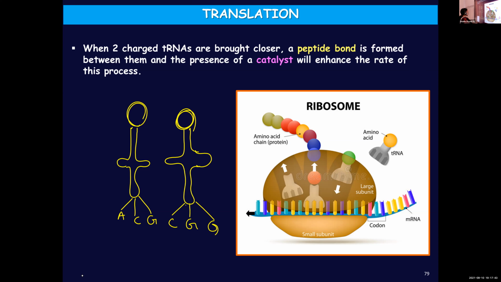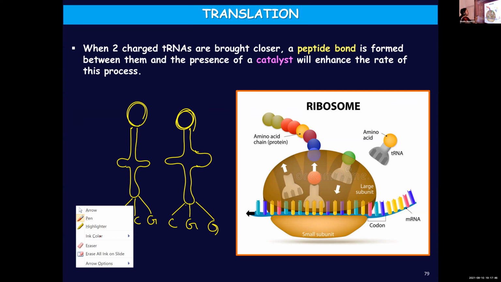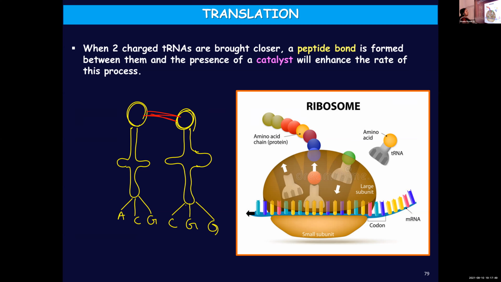there will be the formation of a peptide bond between both of them. So a peptide bond will be formed between them, to be specific, between the amino acids present. Once again, charged means they have got attached with the activated amino acid molecule. That is known as a charged transfer RNA. So when two such transfer RNAs come closer, a peptide bond will be formed between the amino acids, and this will be speeded up in the presence of a catalyst.